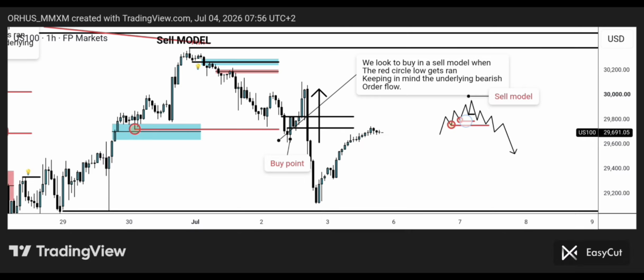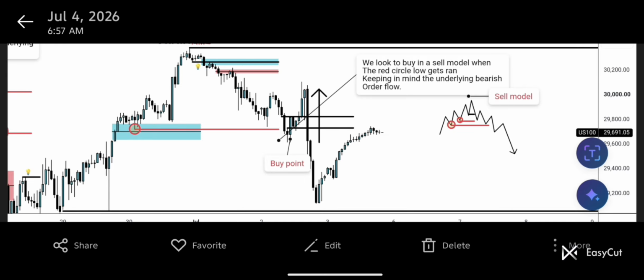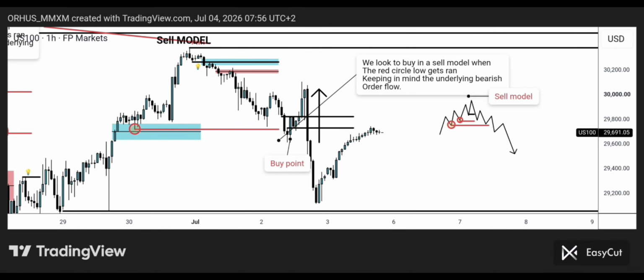But that's the sell model done. You can see the schematic by the side. You can screenshot this and keep this in your notes, as it will be very crucial to your understanding of price. And one thing I want you all to do is go back into your charts. Do not just take my words, everything I say here.